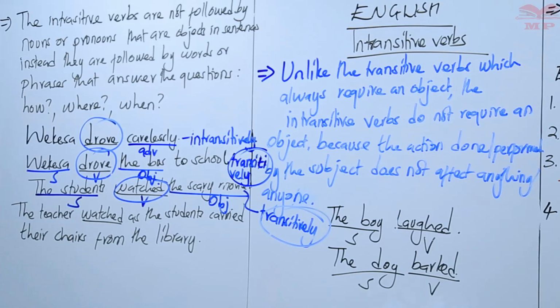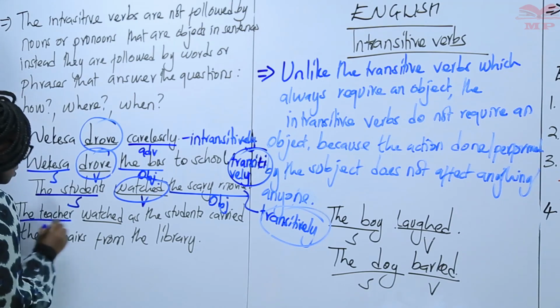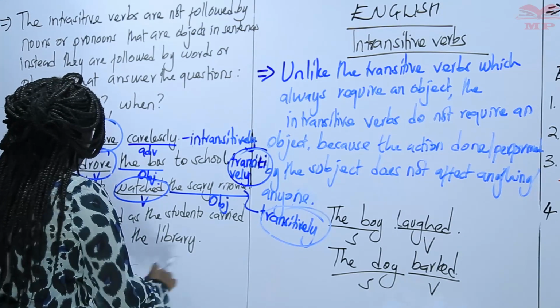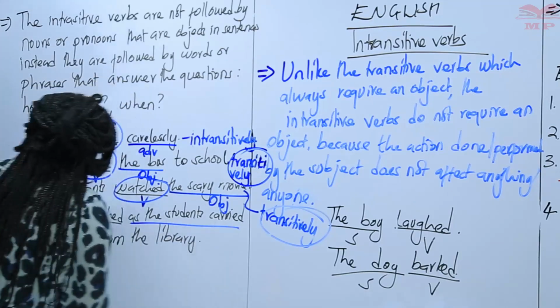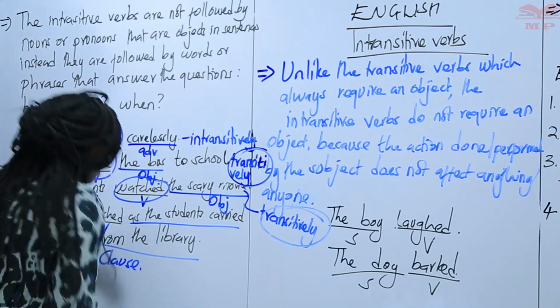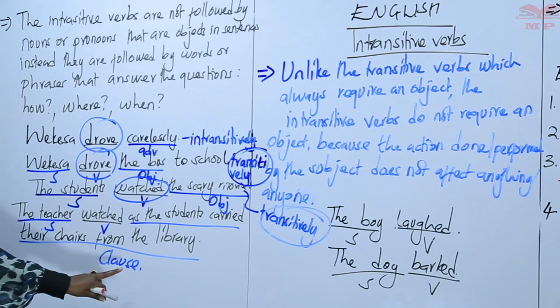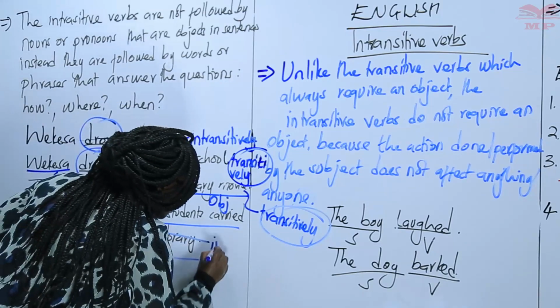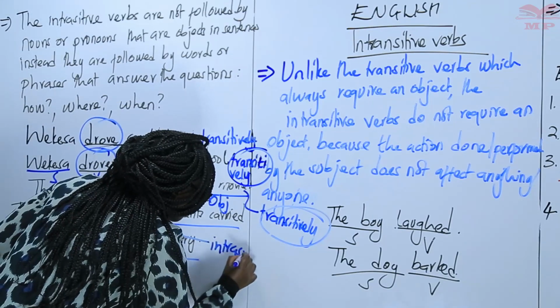And then in the next sentence, the teacher watched as the students carried their chairs from the library. The teacher becomes the subject, watched becomes the verb, and then as the students carried their chairs, this is actually a clause. Therefore, because this is a clause, the verb watched here has actually been used intransitively.